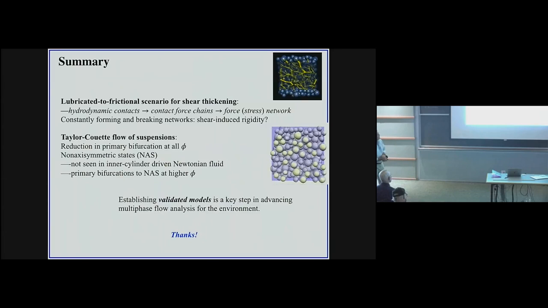Okay, so let me summarize. The lubricated to frictional scenario that I showed for shear thickening involves basically hydrodynamic interactions, which you could call contacts, giving way to actual contacts in this model, and that gives us then a force or a stress network. And this is constantly forming and breaking, and I think shear-induced rigidity may play a key role here. In Taylor Couette flow of suspensions, one thing we see is a reduction in the primary bifurcation Reynolds number at all phi, and then non-axisymmetric states that are not seen in the inner cylinder for a Newtonian fluid are seen for the suspension. And then we see these primary bifurcations to the non-axisymmetric states.